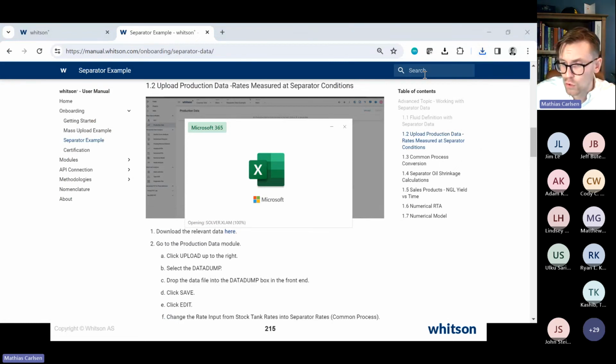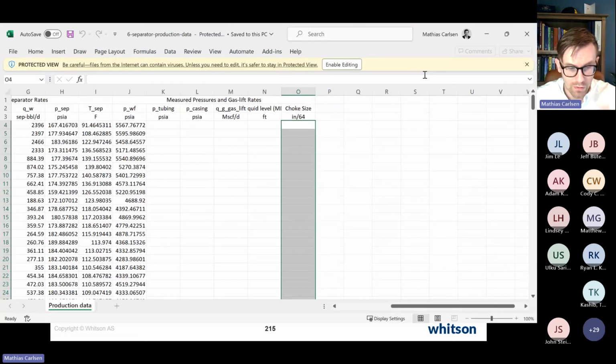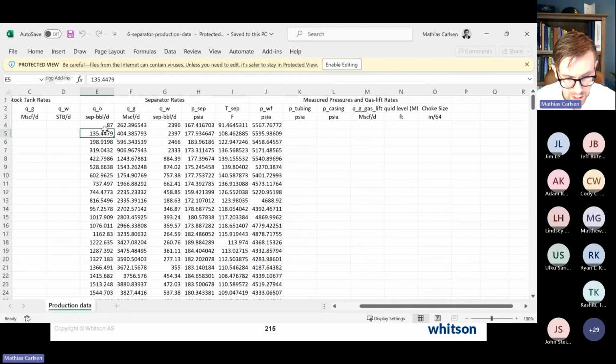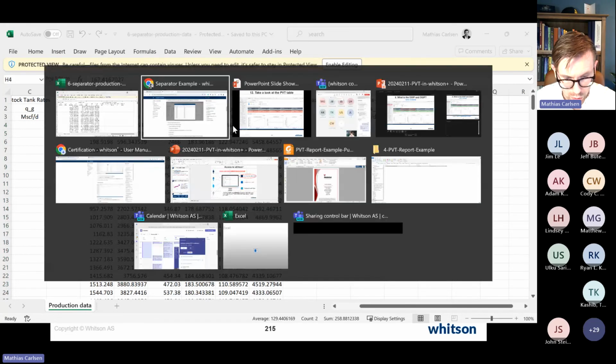So that means that you've measured the rates at separator conditions. That's what you have available. Very, very relevant for flowback data, for instance. So here you see I have oil rate, gas rate, and water rates, and the separator conditions over time. That's what you're looking at there.